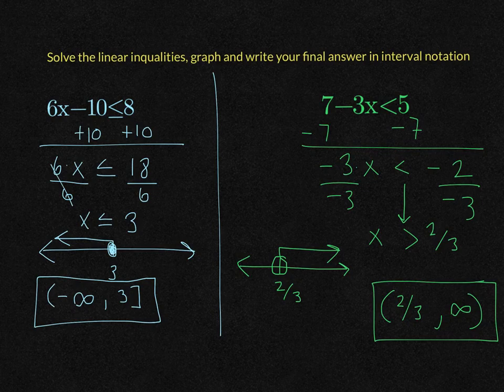That is how we solve linear inequalities. The biggest thing to watch out for on these is when you are multiplying or dividing by a negative, you flip the sign. And then also with your open circles versus closed circles and parentheses versus brackets. Make sure you know that less than or equal to and greater than or equal to are closed circles. Less than or greater than are open circles.